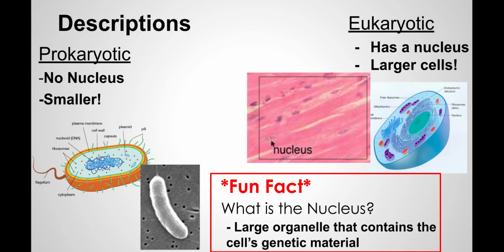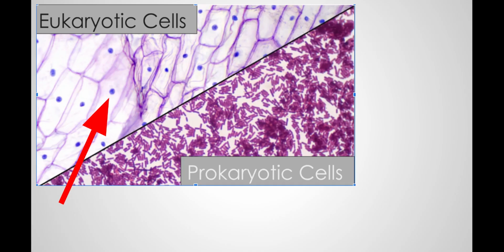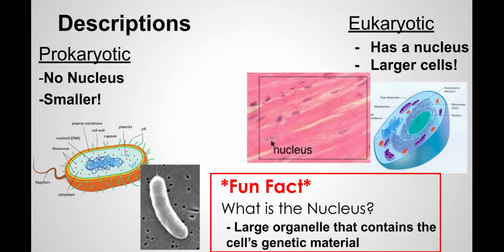And that makes sense because one of the things that we know about prokaryotic and eukaryotic is that prokaryotic are smaller while eukaryotic are larger, but also that little dot that we pointed out is what we would consider to be a nucleus. So a eukaryotic cell contains a nucleus, prokaryotic cells do not.